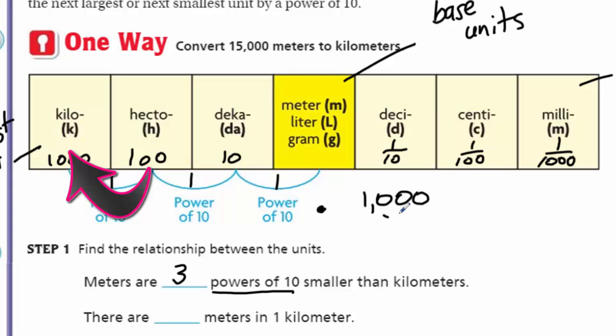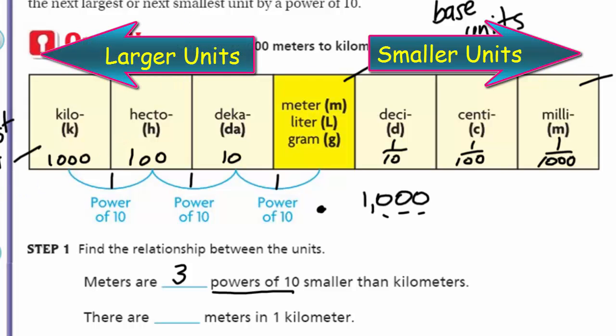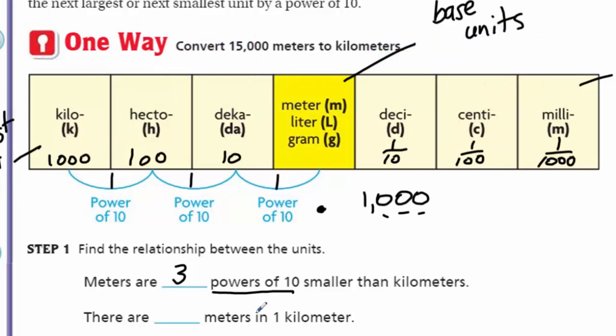We can see it right there in 3. Meters are 3 powers of 10 smaller than kilometers because the meter's over here to the right, and the numbers get smaller. Remember, we had our smallest over here and our largest over here, so the value gets smaller as we move to the right, just like our place value.